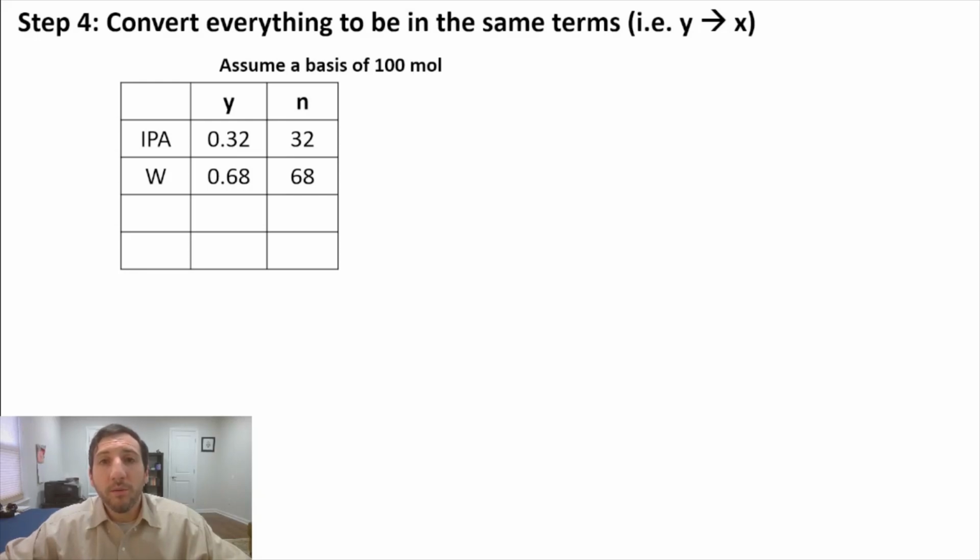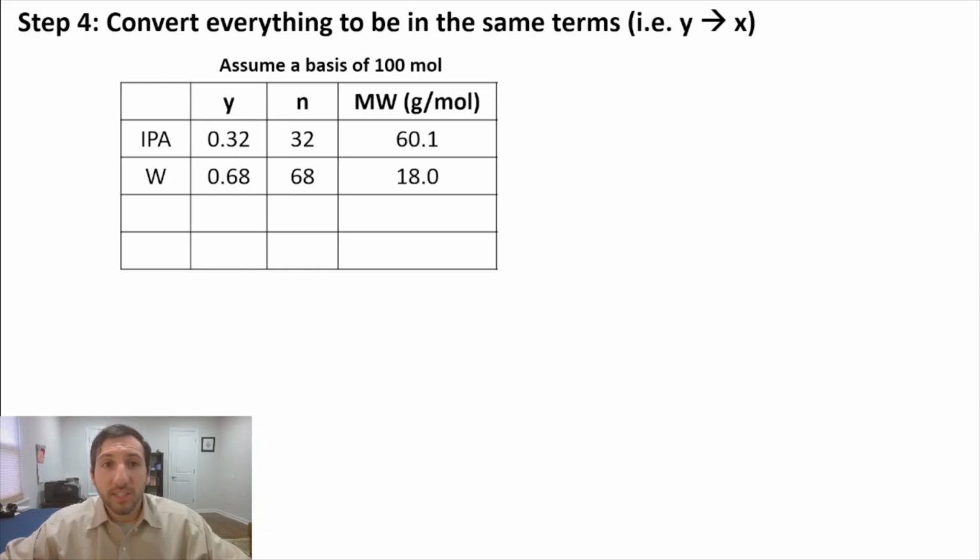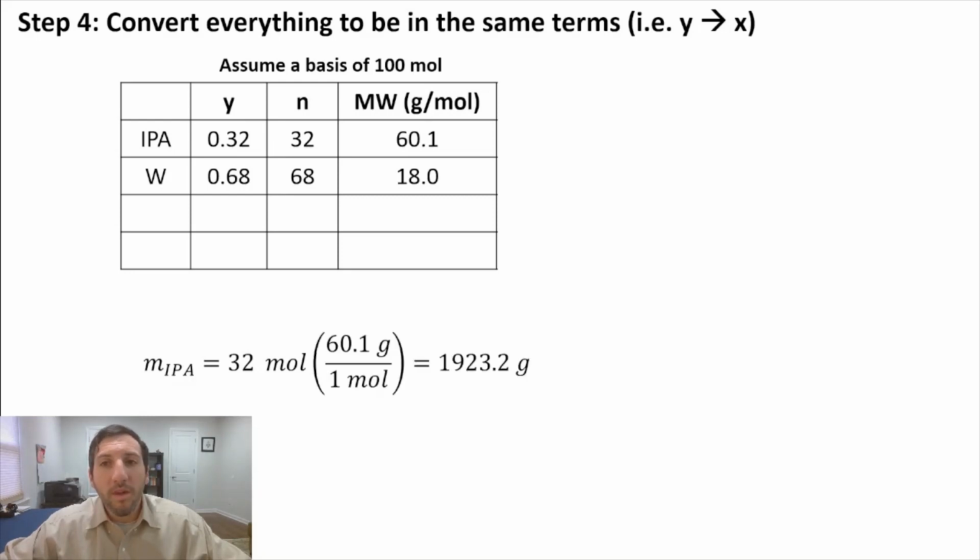The next thing we'll need are the molecular weights for both of our components, which in this case are 60.1 and 18 for IPA and water respectively. Now we're going to find the masses of our individual components. With the IPA, we've got 32 moles. We'll multiply by our molecular weight of 60.1 grams per mole, and that gives me 1,923.2 grams. Similarly with water, I've got my 68 moles, we'll multiply by the molecular weight, and that gives me 1,224 grams.